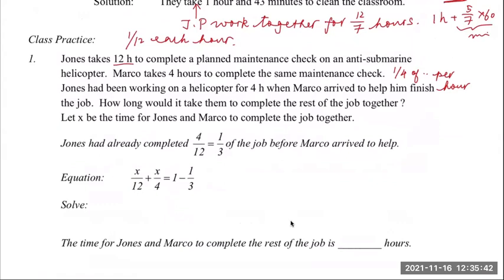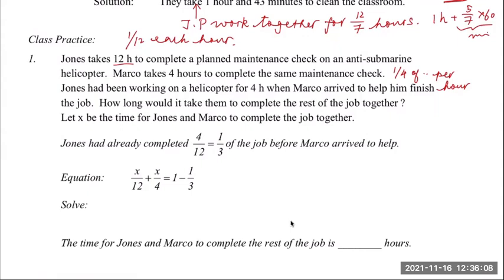And Jones had been working on the helicopter for 4 hours when Marco arrived to help him finish. Oh, Jones. Sorry, Jones is a guy. Anyway. When Marco arrived to help him finish the job, how long would it take them to complete the rest of the job together? Let X be the time for Jones and Marco to complete the job together.